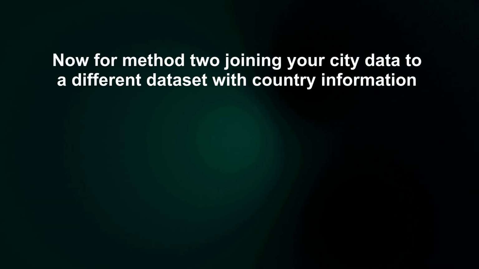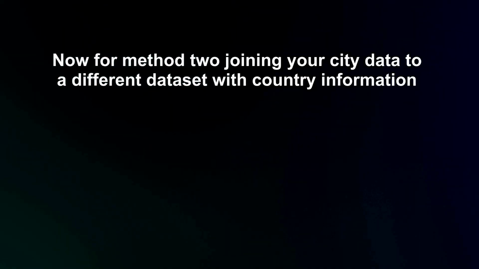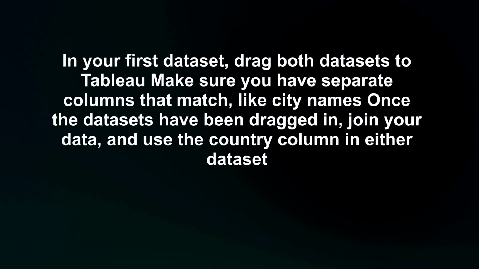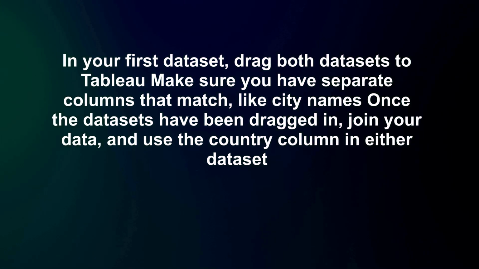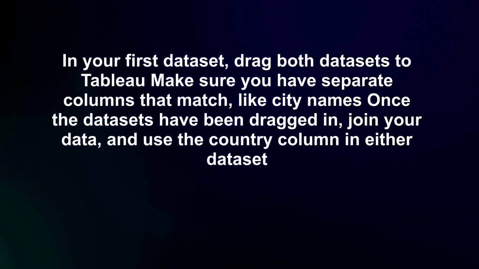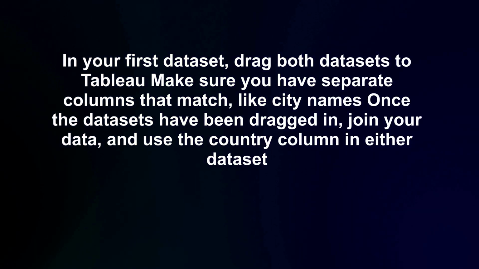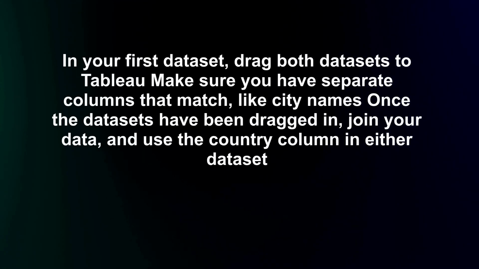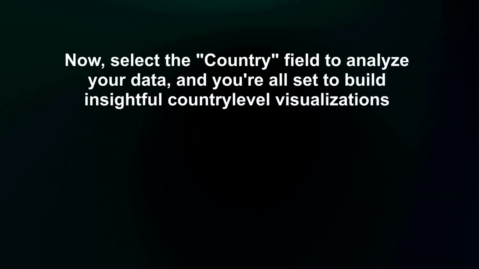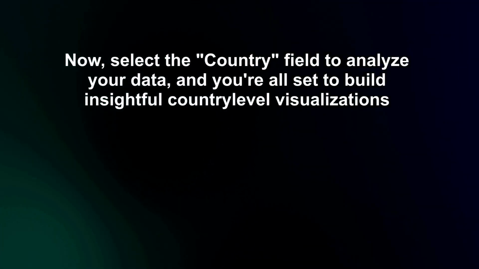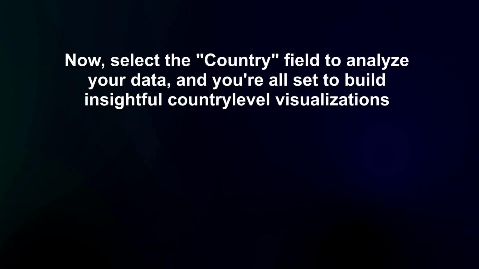Now for method 2: joining your city data to a different dataset with country information. In your first dataset, drag both datasets into Tableau. Make sure you have separate columns that match, like city names. Once the datasets have been dragged in, join your data, and use the country column in either dataset. Now, select the country field to analyze your data, and you're all set to build insightful country-level visualizations.